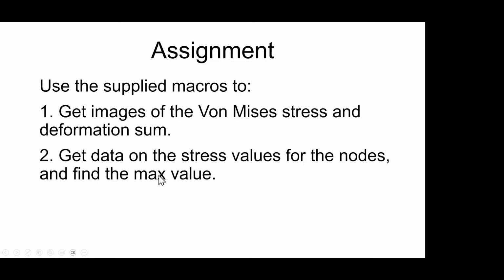We're going to have the results, and you're going to have to pull an image of the von Mises stress in that result, and also get data related to the stress values on the nodes and find that max value. And you're going to do this without using the GUI, just using two macros, which will be provided to you, and slight tweaks to get these things.